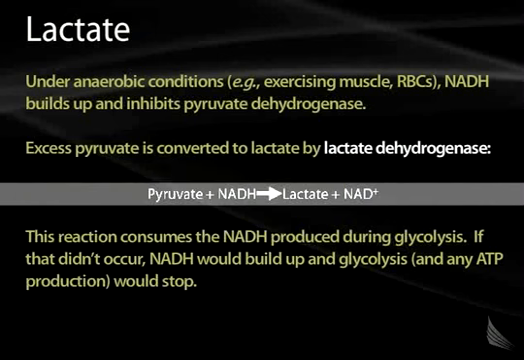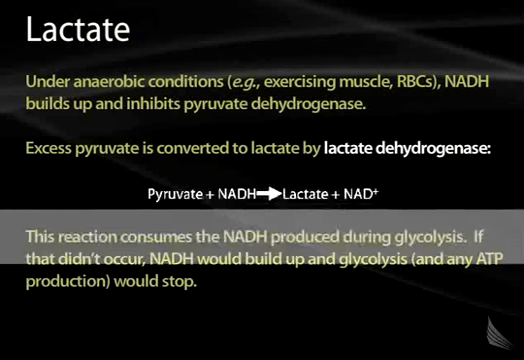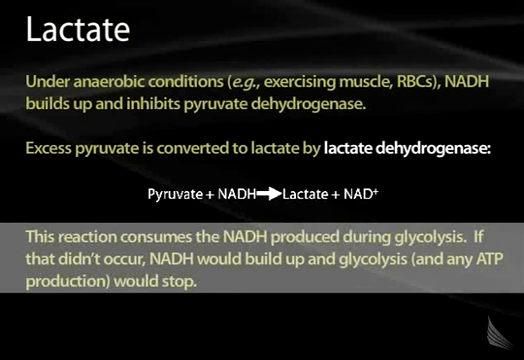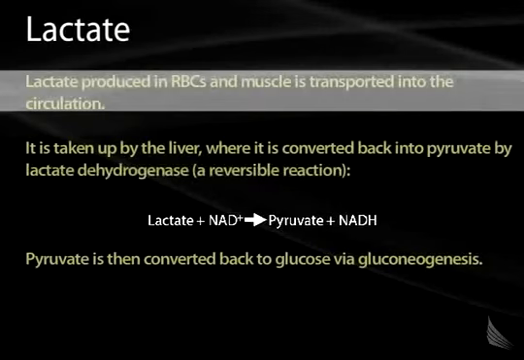Lactate dehydrogenase takes pyruvate plus a molecule of NADH and converts it to lactate plus a molecule of NAD+. This reaction consumes the NADH produced during glycolysis. If that didn't occur, NADH would build up and glycolysis would be inhibited. Lactate is generally produced under anaerobic conditions in red blood cells, remember, which always function under anaerobic conditions, and in the muscle when it's exercising, and it's transported into the circulation.